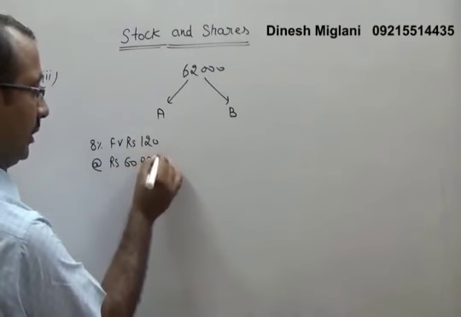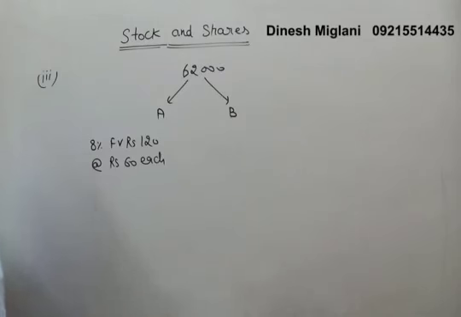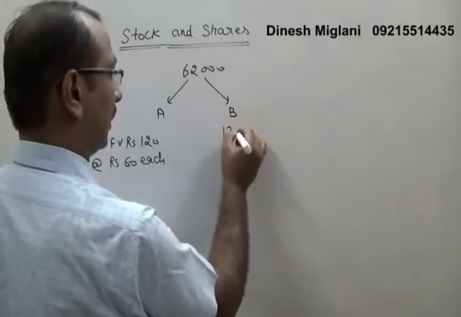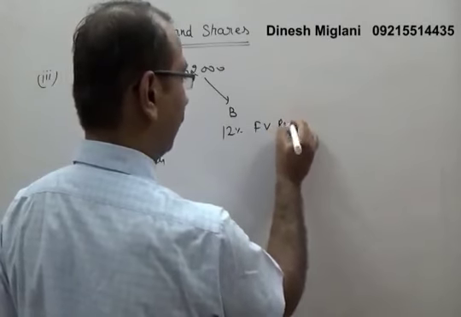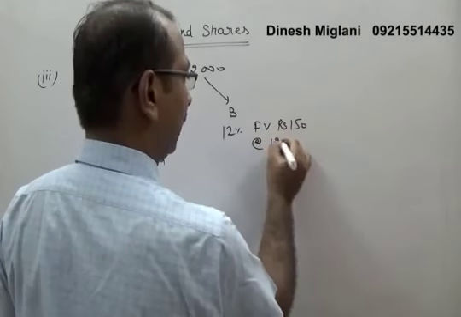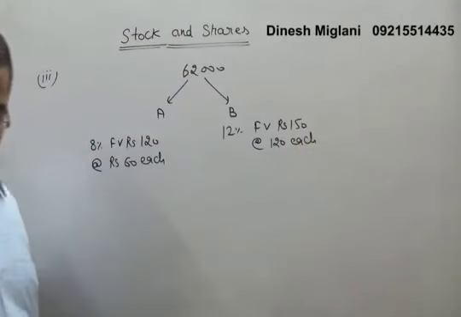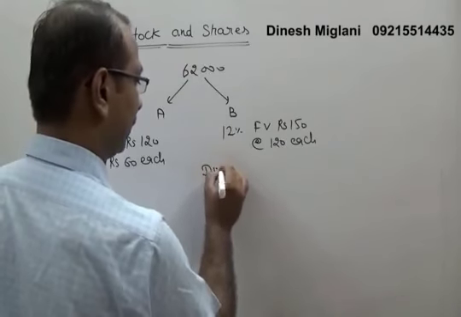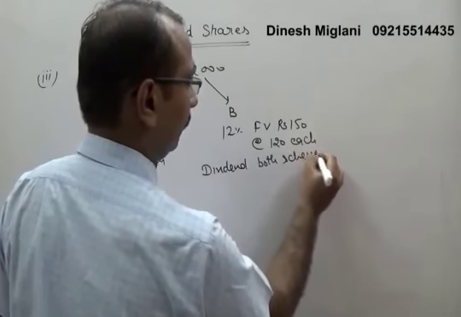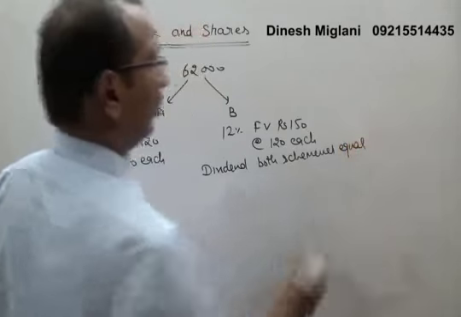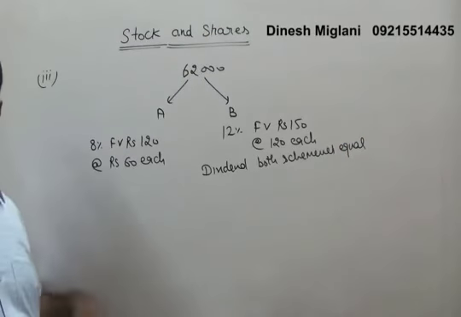Now in this question it is mentioned in the statement that the face value is rupees 120. It means we cannot take the face value to be 100. And the second is a 12% stock, whose face value is rupees 150, at a rate of rupees 120 each. Right? And further it is given that at the end of the year, his dividend received from both schemes is equal. What do you have to find out? You have to find the difference in their investments in A and B, or you have to find the investments in A and B as per the question.